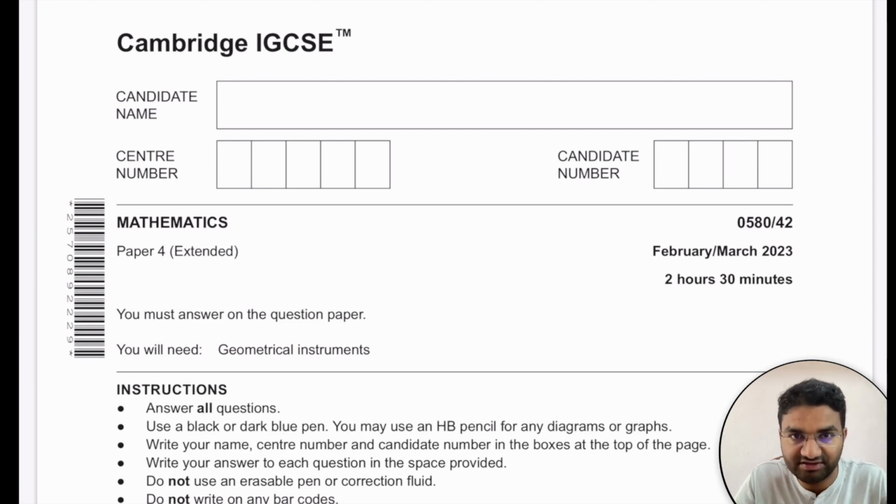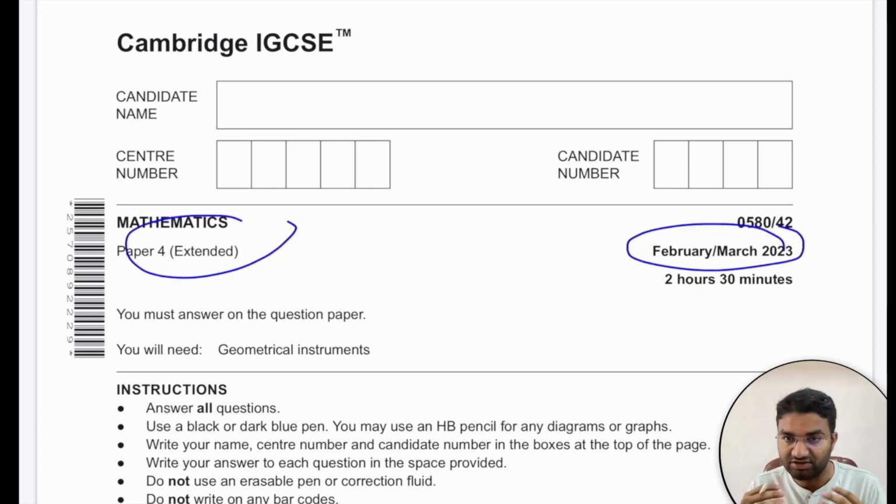So today we have to discuss the first question of the February-March 2023 extended paper, and in our regular batches and regular classes, we cover tips and tricks, methods and concepts.